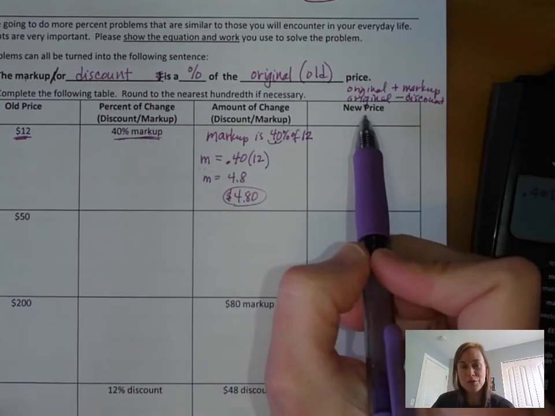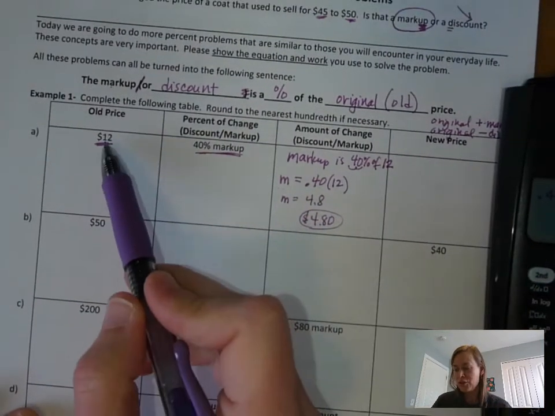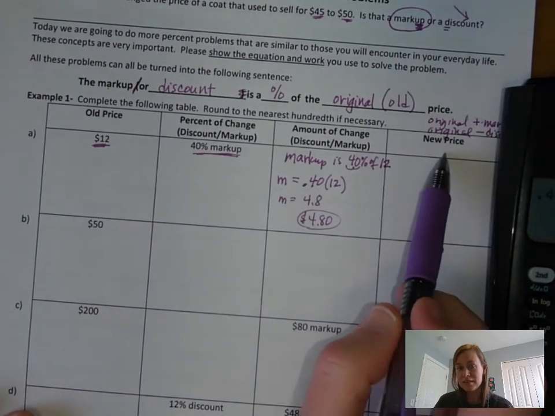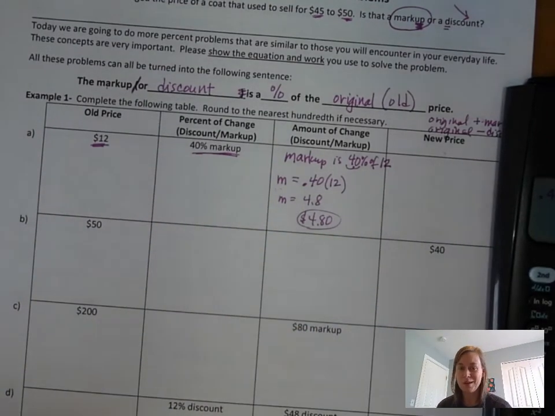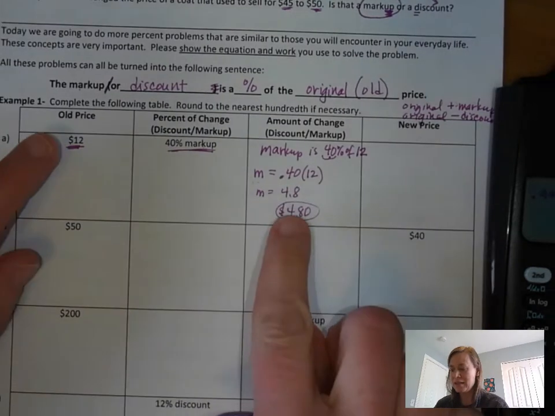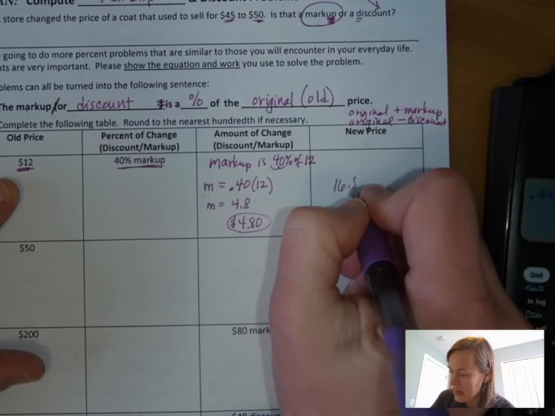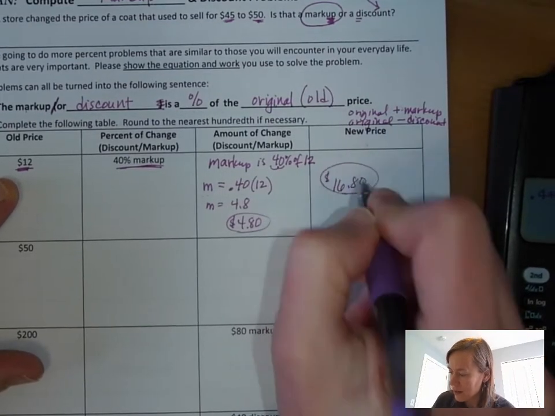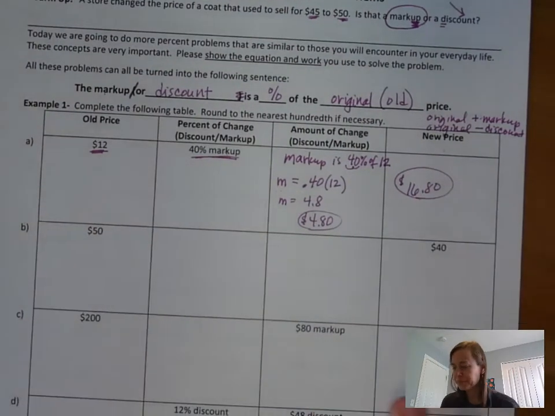So for the new price, if it's a markup, remember we're going to add, because the new price in a markup situation is going to be higher than the old price. That's how a markup works. So we're going to add these two numbers together. So 480 plus 12 is going to be 1680, and we are done with that row. Okay, let's try the next one.